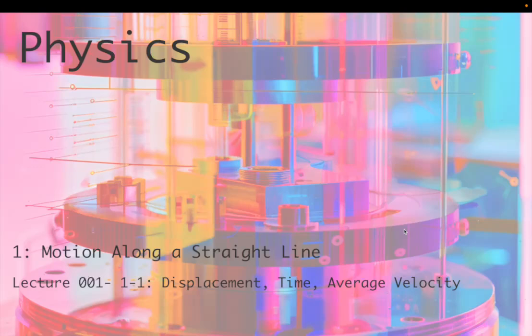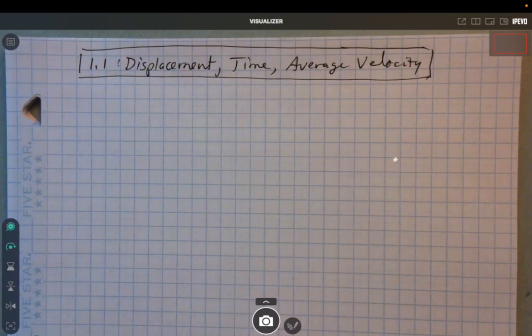This is going to be lecture 1 of the course, and in this section we're going to begin really our chapter 1 content, which is beginning the study of motion. And we're going to start with the simplest kind of motion, and that's going to be motion along a straight line. So let's go ahead and jump into it. We'll call this section 1.1, Displacement, Time, and Average Velocity.